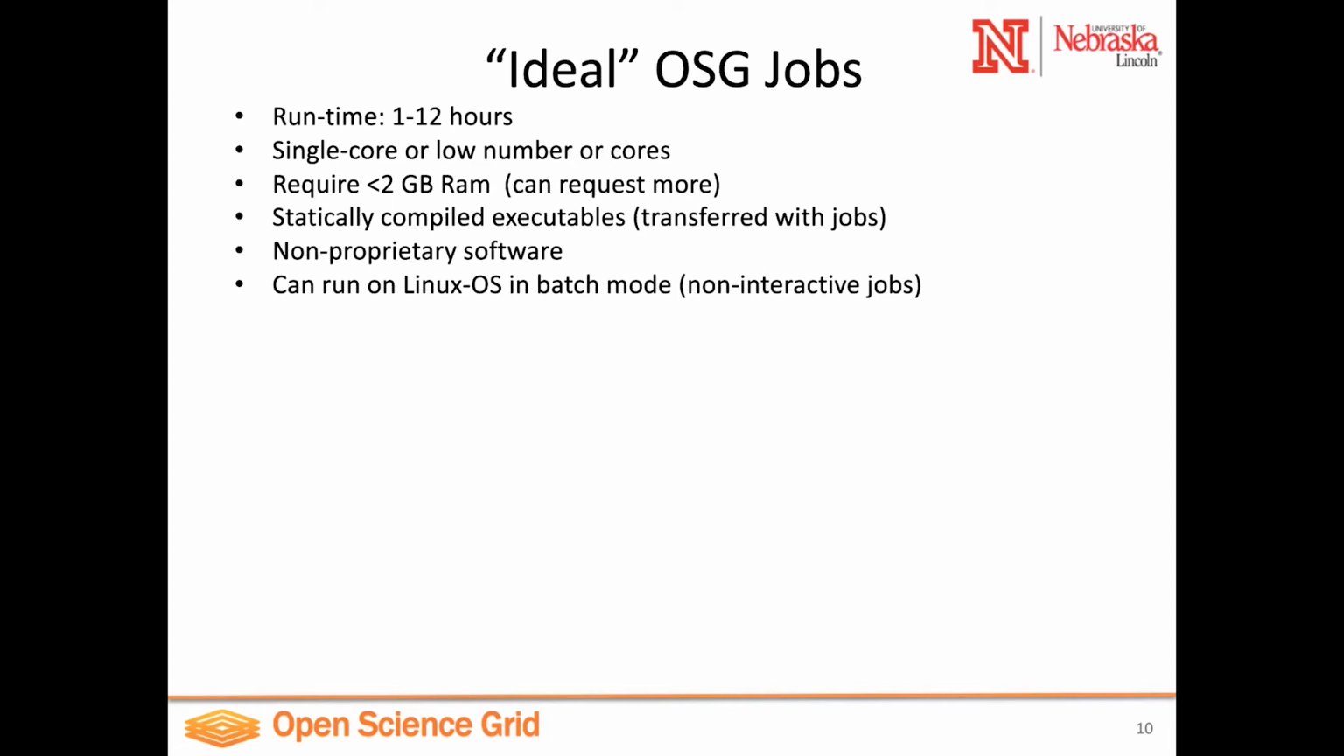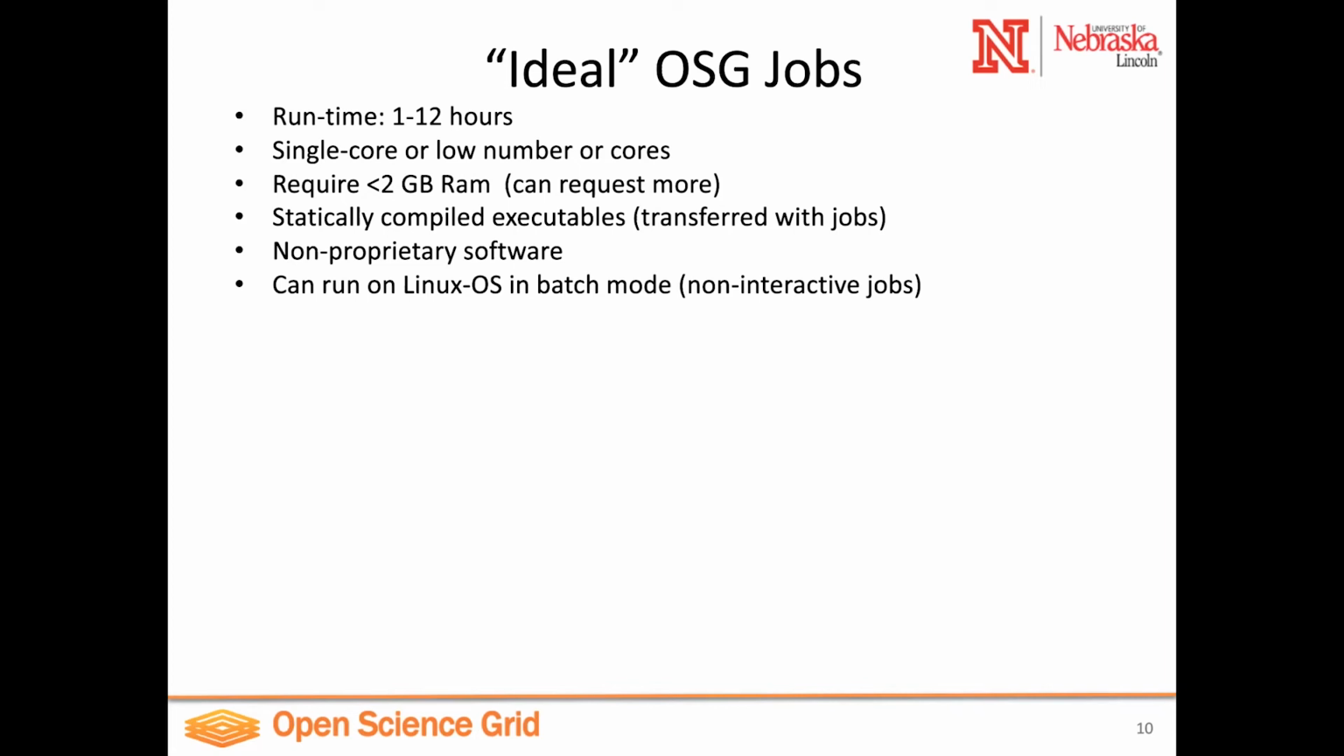So just to reiterate some of the stuff I already talked about and a couple of new items, the runtime of an ideal OSG job should be 1 to 12 hours. It should be able to run on a single core or just a small number of cores, because you're not going to be able to find 100 cores to run together on OSG. You will almost certainly have 100 jobs running at once if you have a lot of jobs in the queue, but they will be separate jobs. They will not be able to communicate with one another.